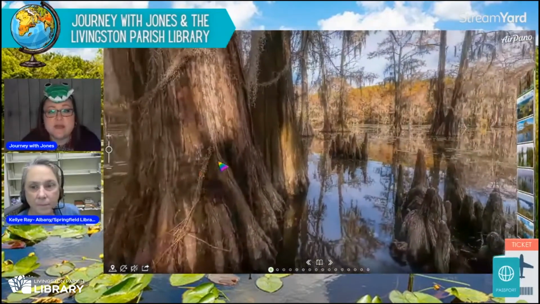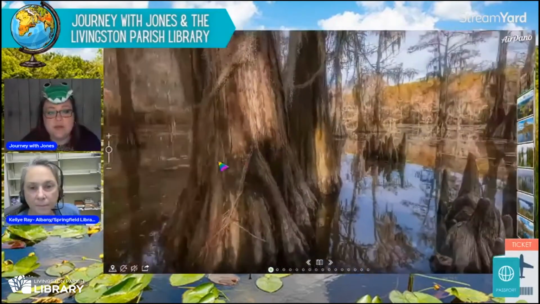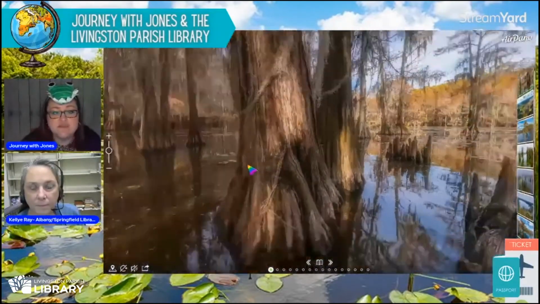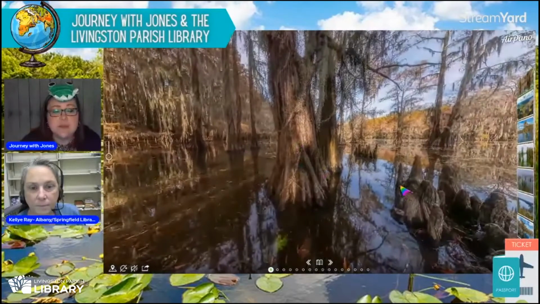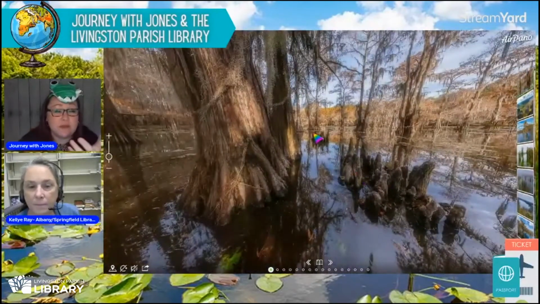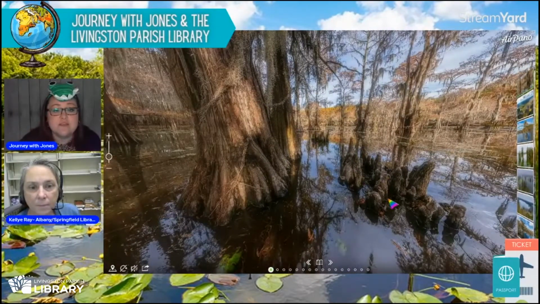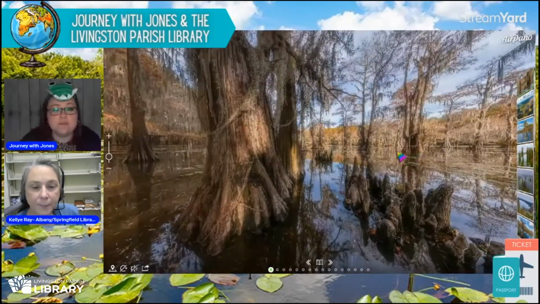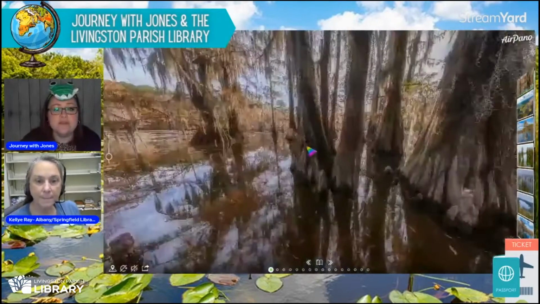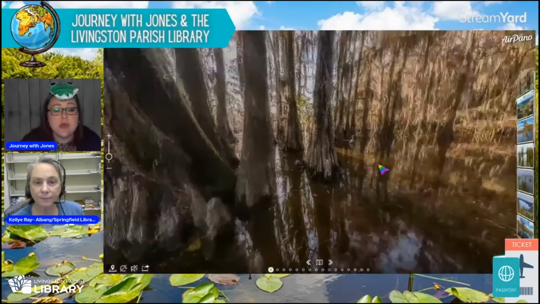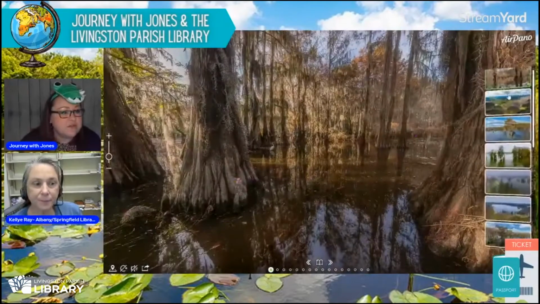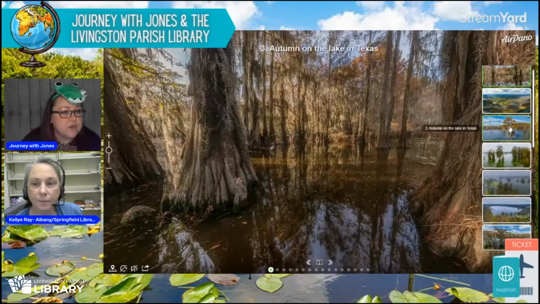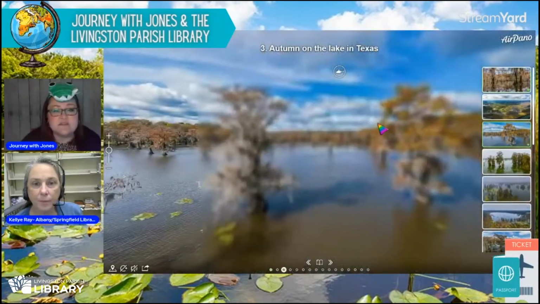This is a bald cypress swamp. And this right here is a cypress tree. If you're from Louisiana like we are, you're pretty familiar with cypress trees and swamps. These are called cypress knees right here. Now, bald cypress swamps are found all over Louisiana, and in other locations too. Let's see if we can find another view. Here is another one. So this is in Texas.